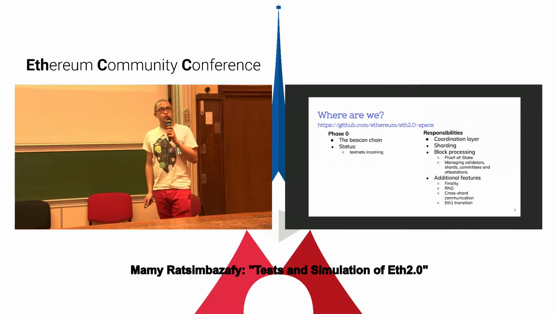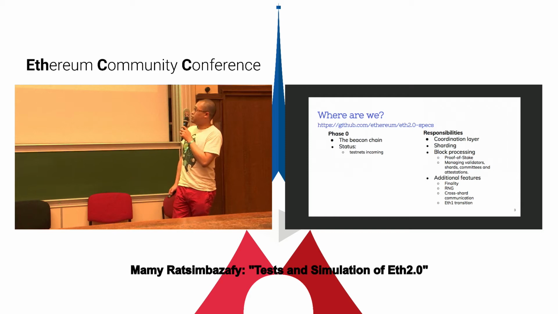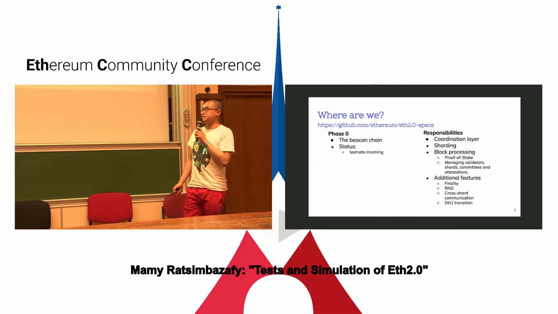So, Ethereum 2.0. First of all, let's see where we are. I don't know if all of you watched Justin's in-depth talk this morning. So just a bit of a recap. The goal of Ethereum 2.0 is to improve Ethereum scalability. And how it does that will be in three, let's say, main phases: phase 0, phase 1, phase 2.